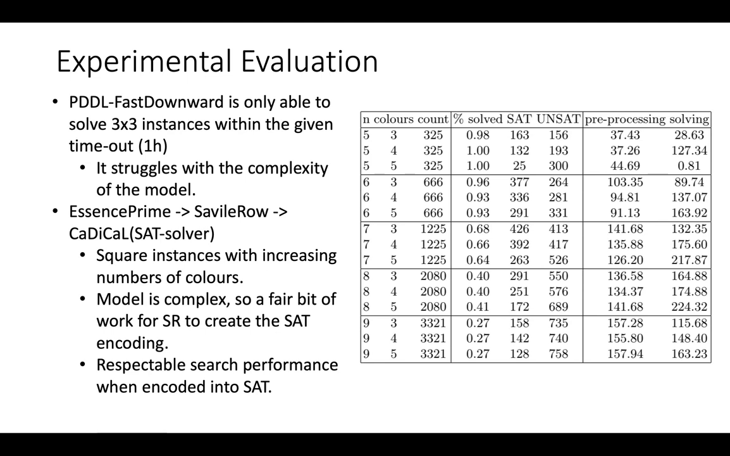We had more success with the constraint model, using Savile Row to ground it out to SAT, and using the CaDiCaL solver. As you can see in the table there, we generated some square instances with increasing numbers of colors. The model is quite complex. You can see that the pre-processing time of the work that Savile Row has to do is not inconsiderable, but once the instance has been ground out to SAT, the performance is relatively respectable.